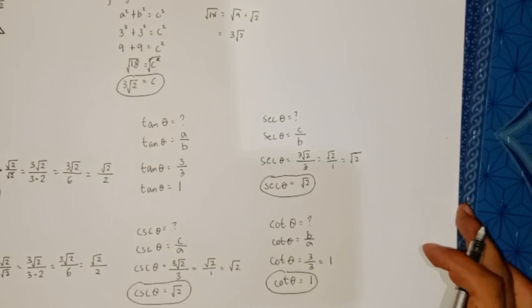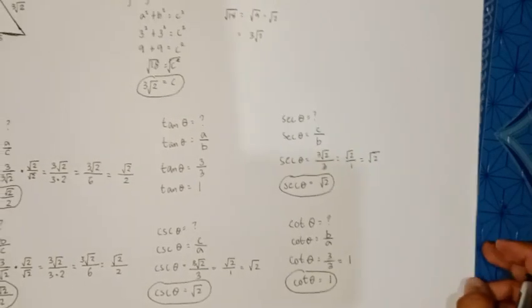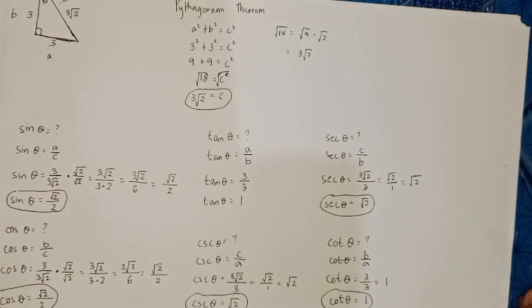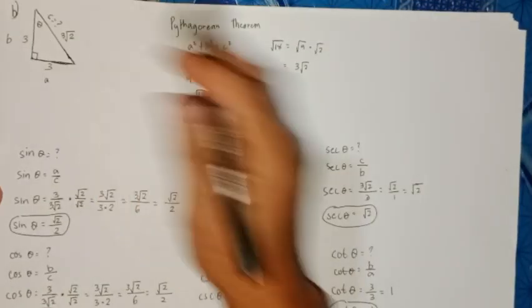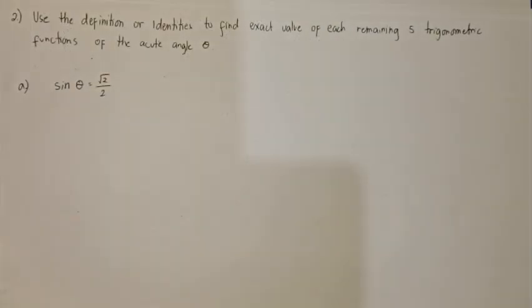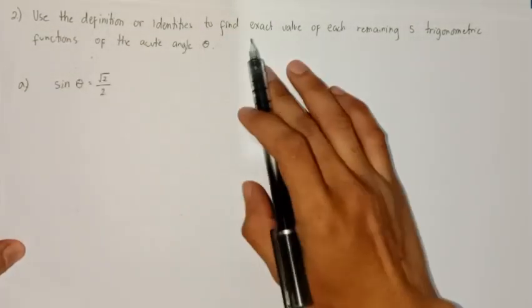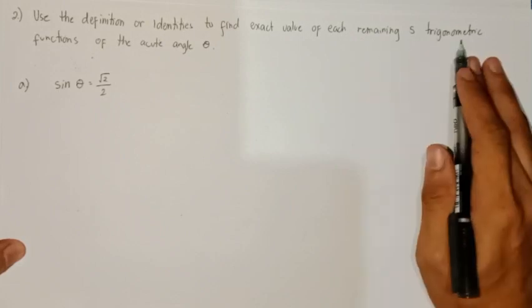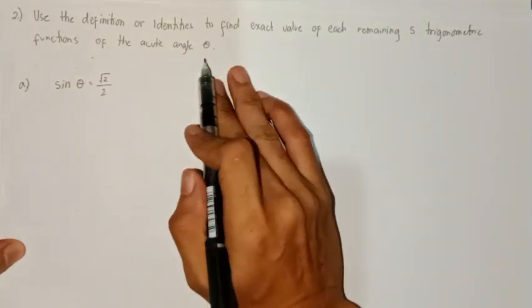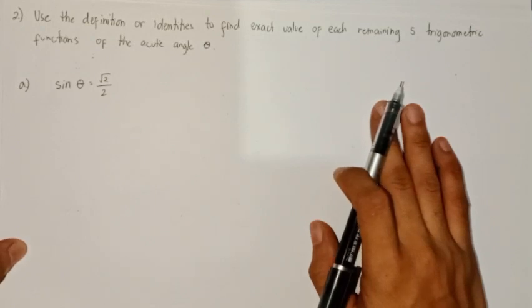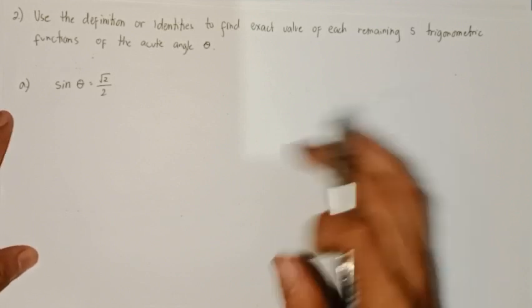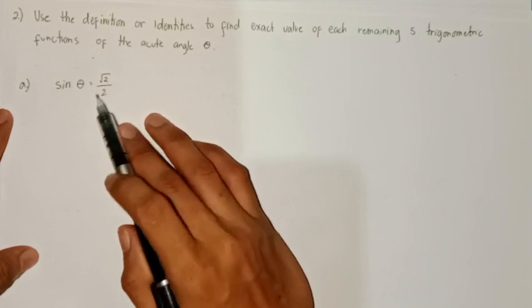Now, we finally found the value of the six trigonometric functions of the angle theta in figure B. Now, let's proceed to item number 2. In item number 2, use the definitions or identities to find the exact value of each remaining 5 trigonometric functions of the acute angle theta. In this part, it's important to memorize those trigonometric identities like Pythagorean identities, quotient identities, and the reciprocal identities. Now, in our problem, letter A, sine theta is equal to square root of 2 over 2.